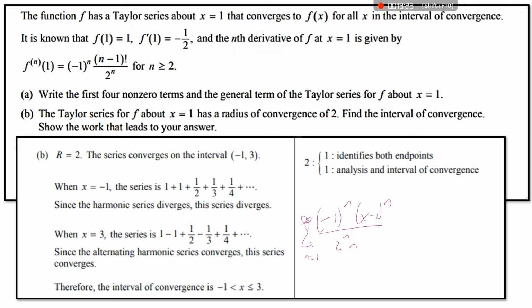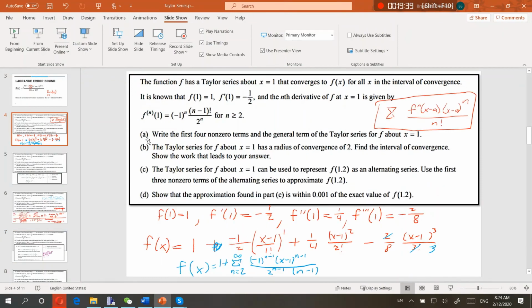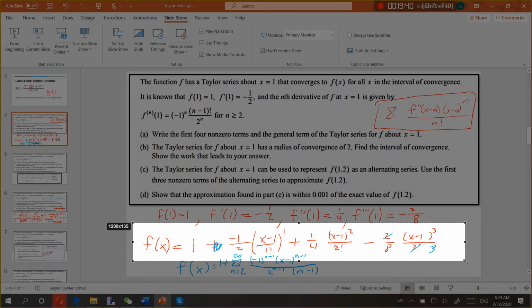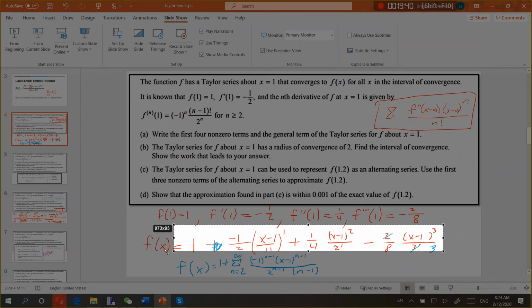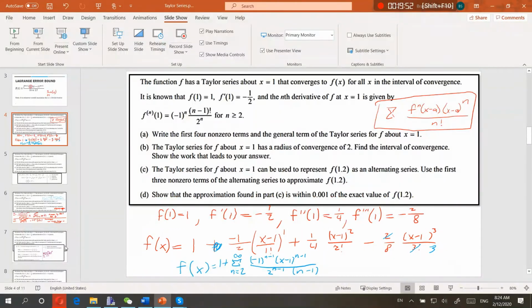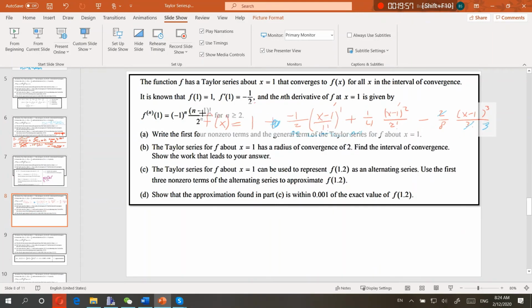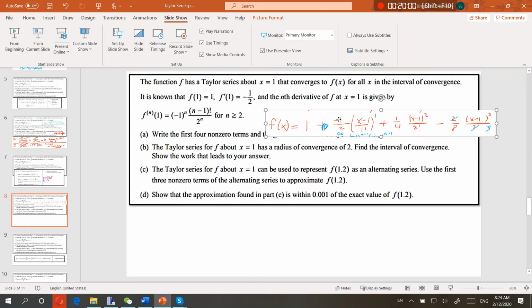Okay, harmonic series diverges, this series diverges. Okay, cool, we identified both endpoints, looks good, and alternating converges. Okay, so we're good. I'm going to go back and copy over our formula one more time.